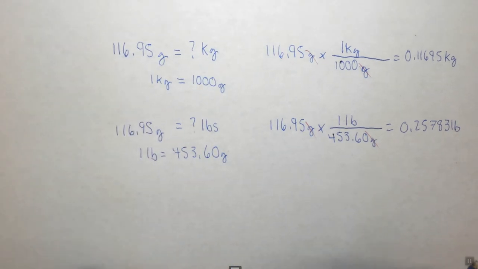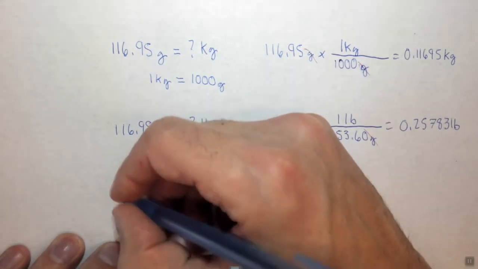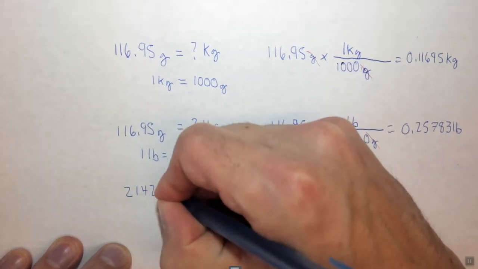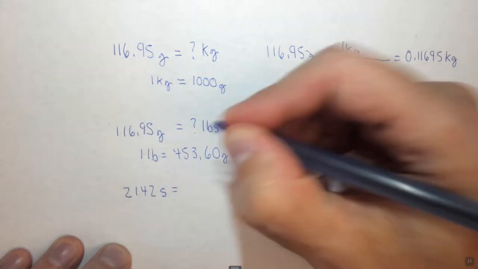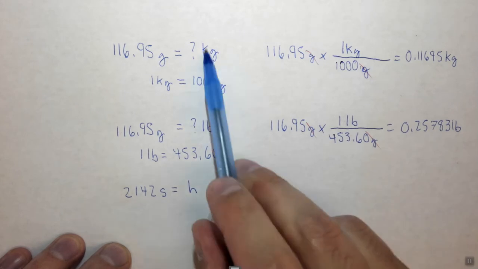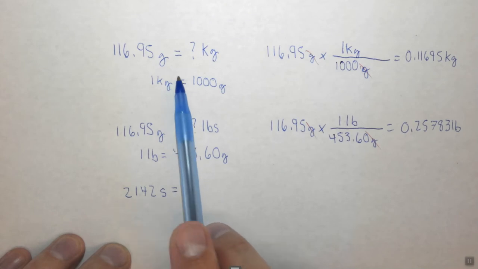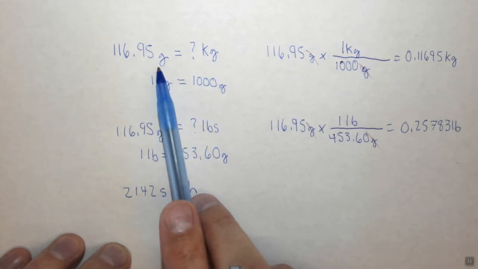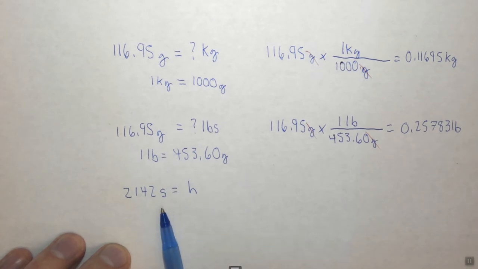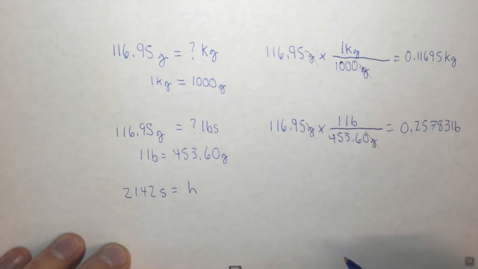Let's look at another example. Let's say that we have 2,142 seconds, and we would like to know how many hours that is. In the previous cases, we had direct equalities between one unit and another. So we knew the equality between grams and kilograms. We knew the equality between grams and pounds. Let's assume for a second we don't know how many seconds are in an hour. You may know how many seconds are in an hour, but let's just assume we don't.